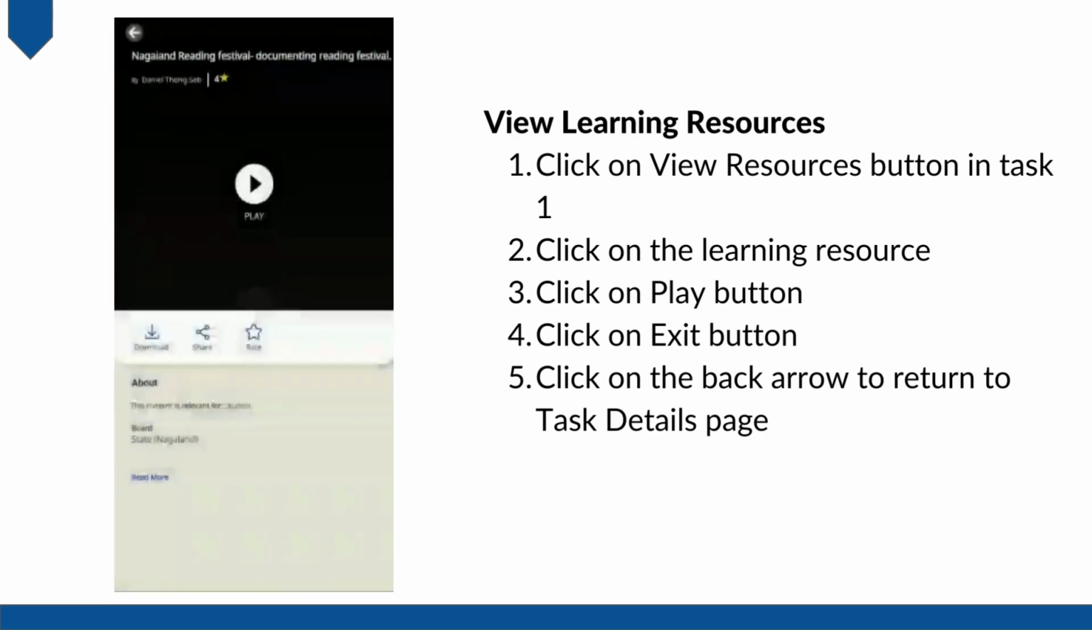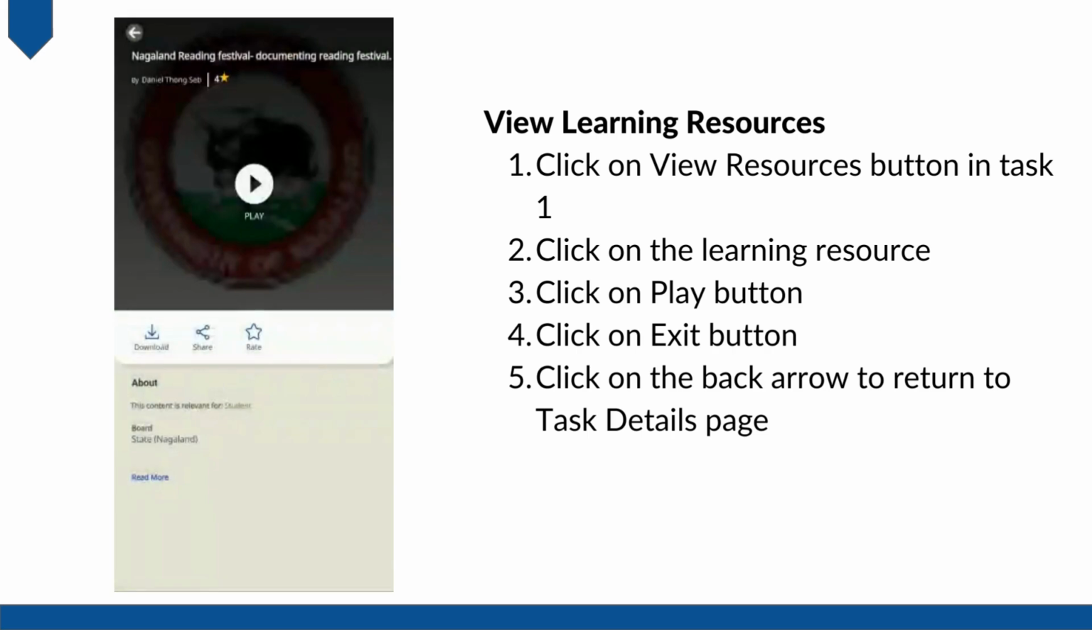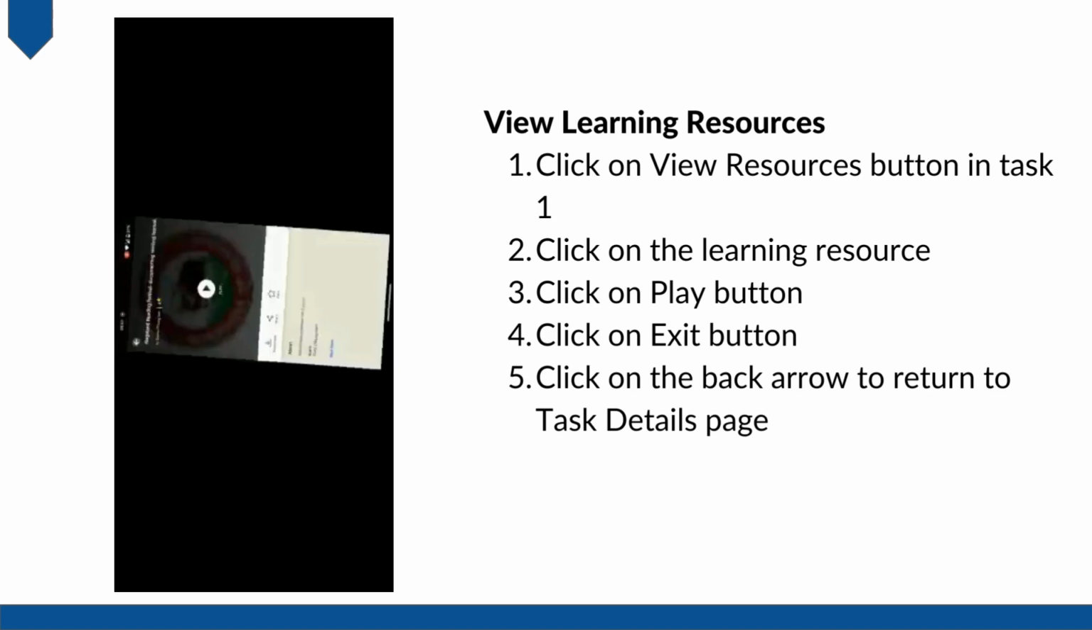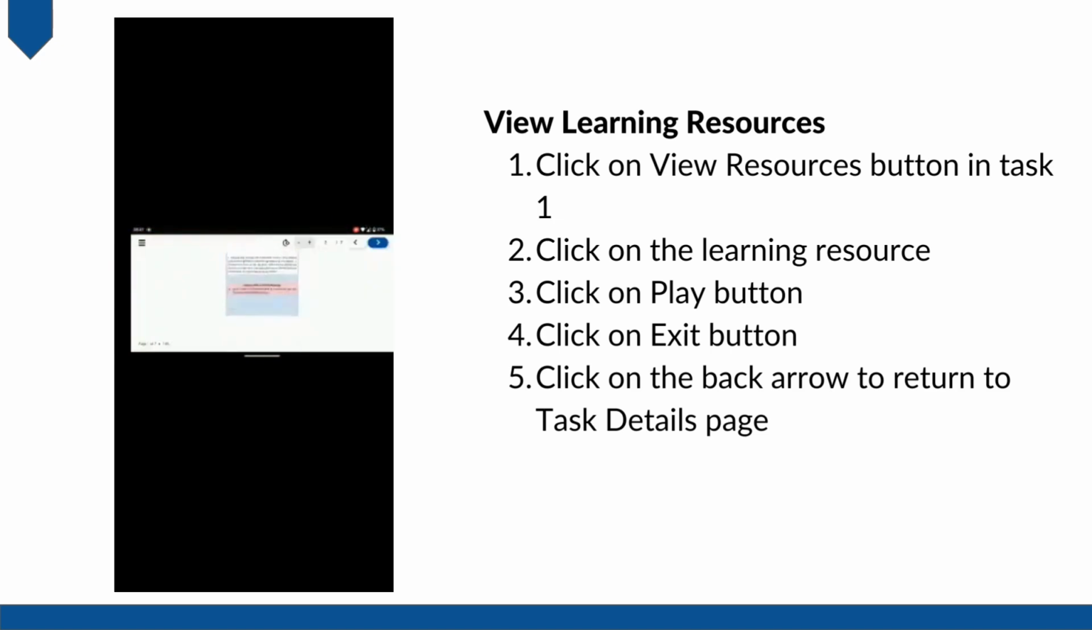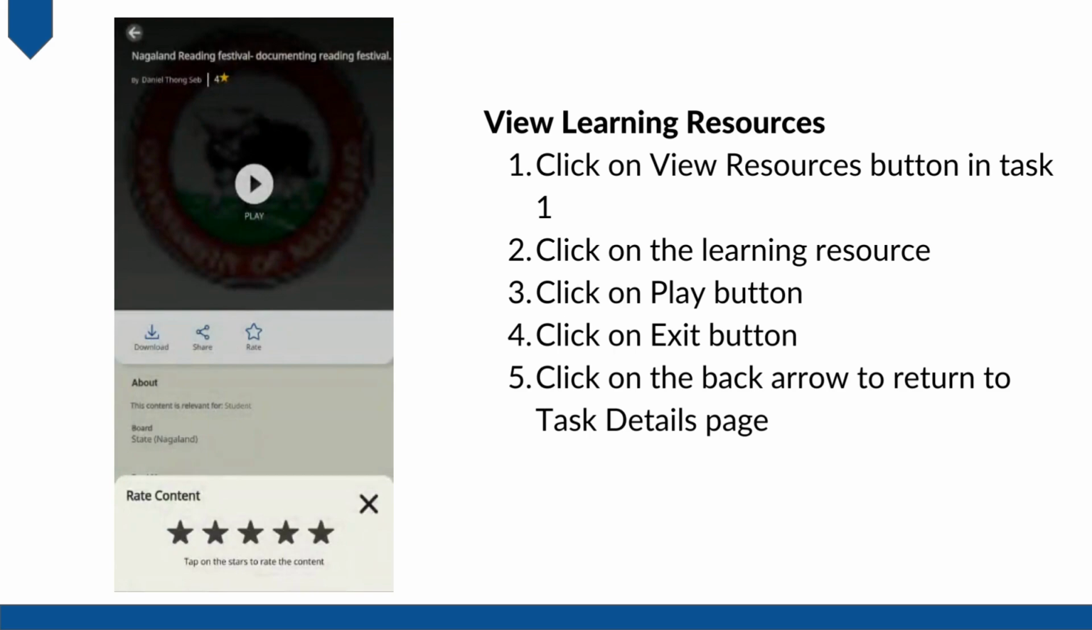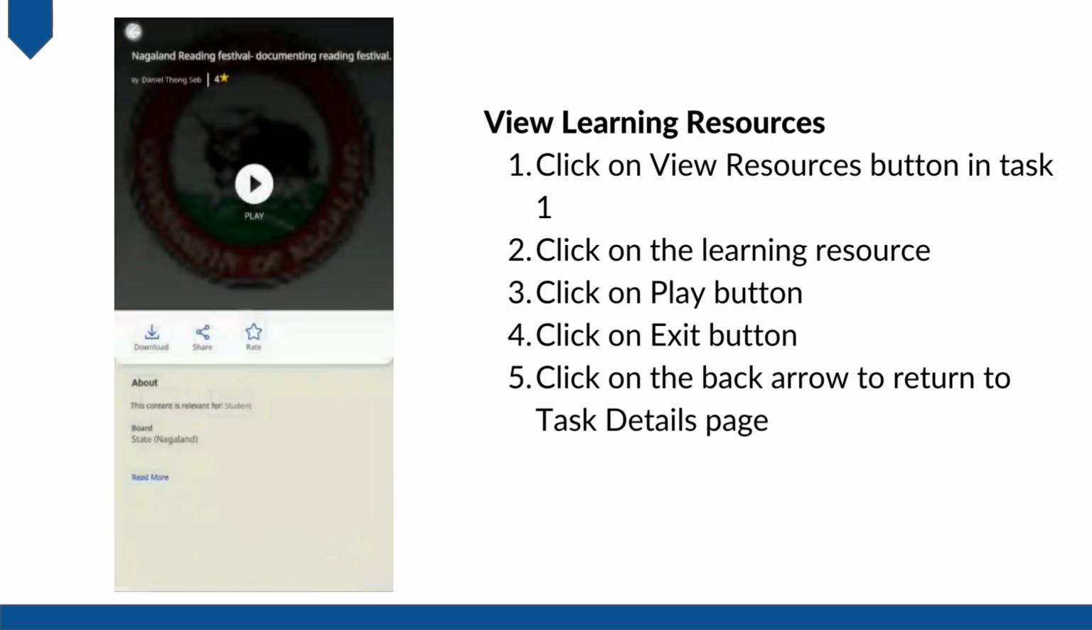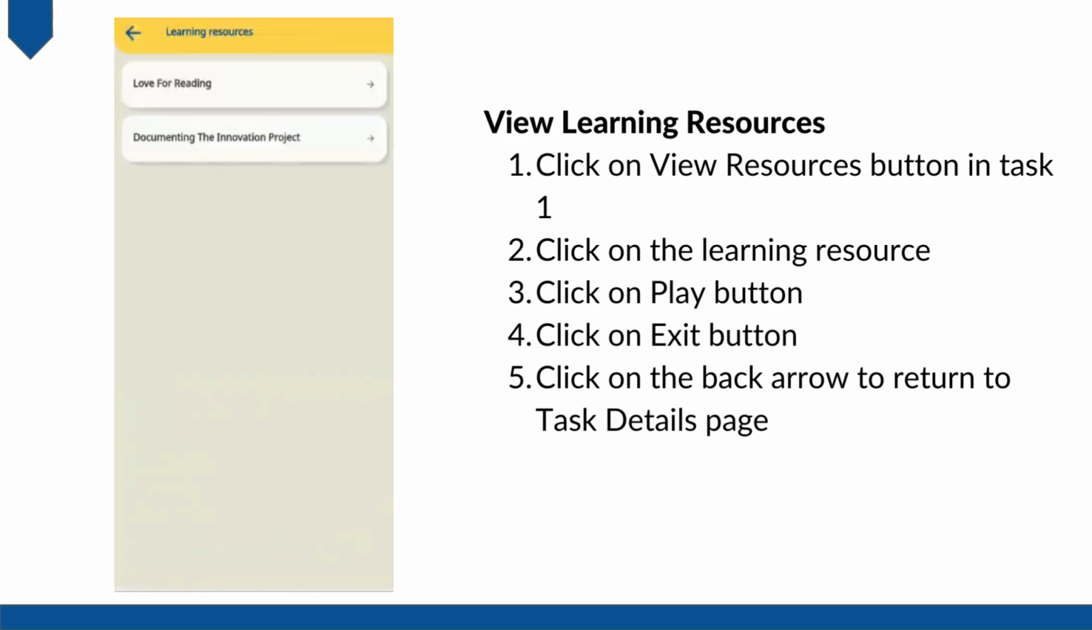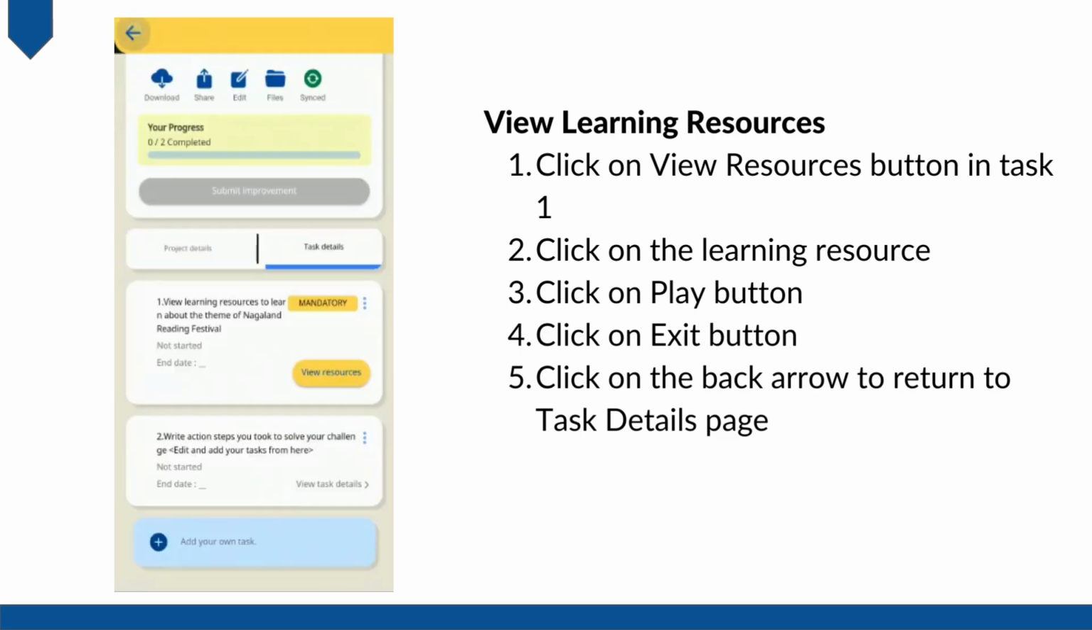Click on the learning resource you want to read or watch. A new screen will appear. You will see a play button. Click on it to watch or read the learning resource. Once you have read the resource, click on the exit button that appears. After this, click on the back arrow to go back to the resources list. You can follow the same steps to read the other resource. Once you are done with both the resources, come back to the task details page by clicking on the back arrow.